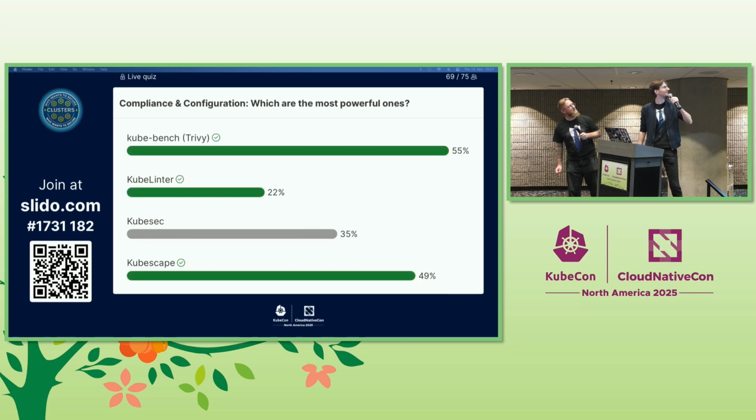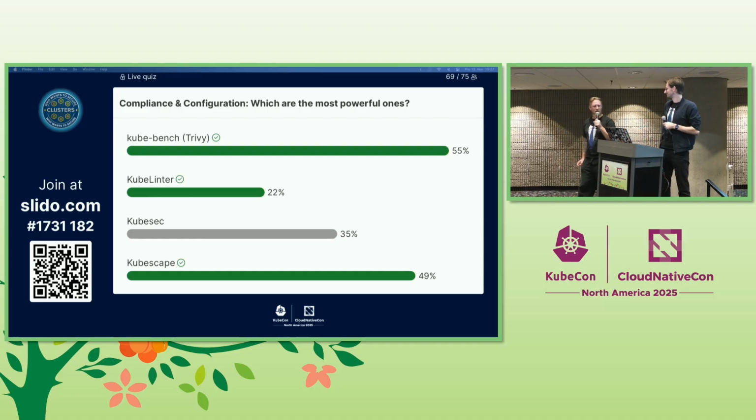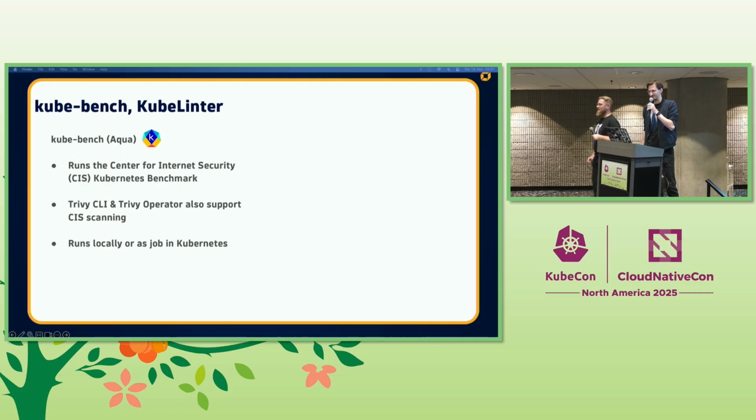Interesting. Why do we have those three solutions selected? Let's go over them and check out the details. KubeBench from Aqua Security is basically focused around the Center for Internet Security Kubernetes benchmark. This is a CLI tool that you can run locally or, of course, also in your CI pipeline. But the nice thing is that Trivy has this integrated too, so you can run the benchmark there as well.